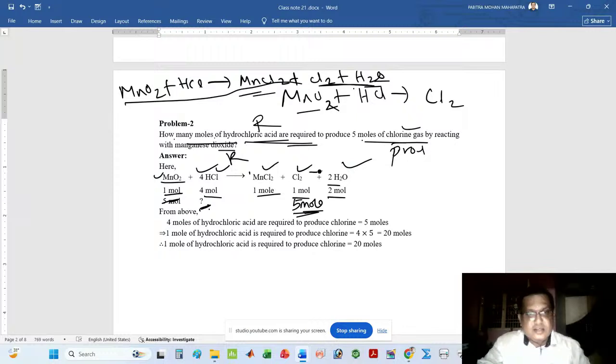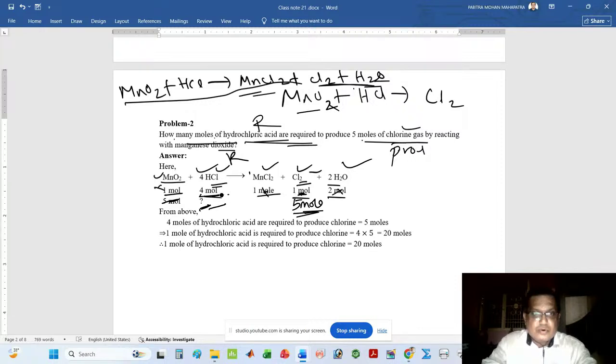find out the HCl. So from the above, it is not necessary to write the 1 mole for MnO2, not necessary to write 1 mole of chlorine, not necessary 2 mole of water. You can write only HCl and chlorine, because the question is completely related to the HCl and chlorine. So from the above I can write here 4 mole of HCl, that is hydrochloric acid, are required to produce 1 mole of chlorine. So here I can change the question.